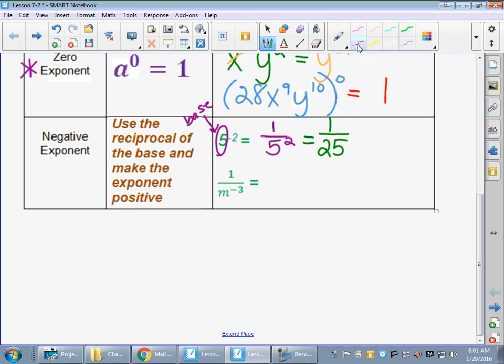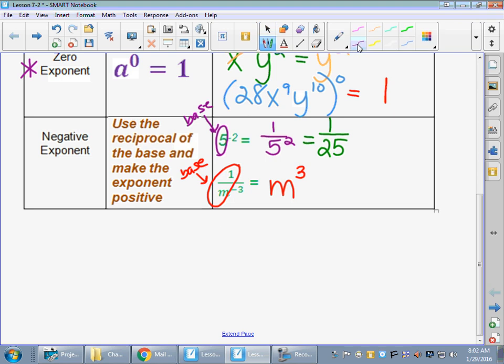So 1 over m to the negative 3. Well, this one is interesting. If I think of it this way, the base is 1 over m. Everybody knows that the reciprocal of 1 over m is m over 1, or just a plain old m. Then I get to change my negative 3 exponent to a positive 3 exponent. And since it's a variable, no simplifying.